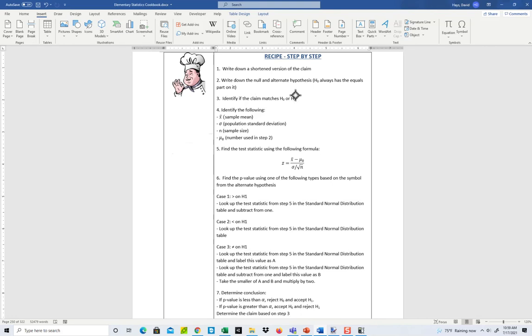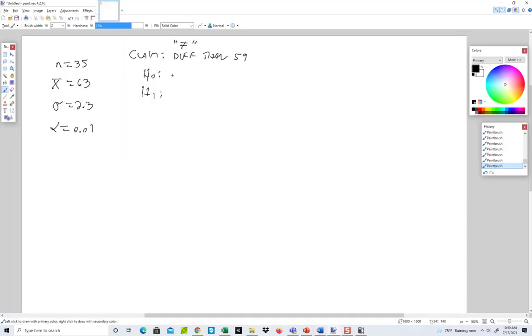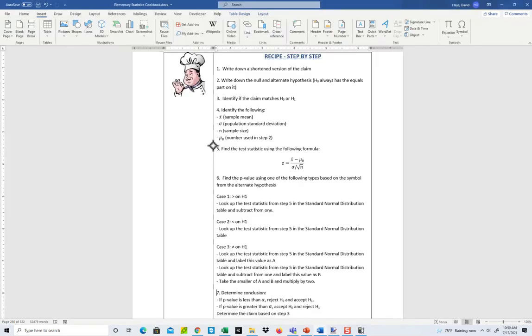Step 2, write down a null and alternate hypothesis. H0 always has the equals part on it. We're talking about the mean still, so that's my equals. And this one's not equals, because that's what this symbol is here, and that's the only place we can put an H1. Remember, we can put less than, greater than, and not equal to on it. Those are the only symbols we put on here. And that's mu 59, and that's mu 59.